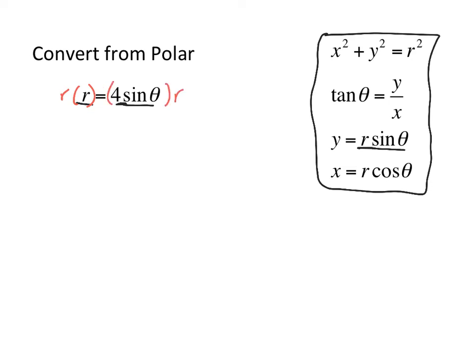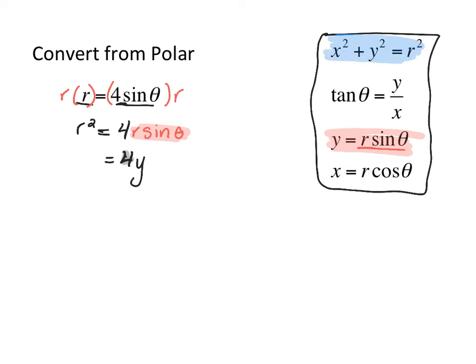When I do that, I can simplify. My left side of my equation is going to be r squared, which is equal to 4 times r times sine of theta. And so now I can identify some pieces that I can replace. This r sine of theta can get replaced with y. So this will be 4y. And my r squared can be replaced with x squared plus y squared.